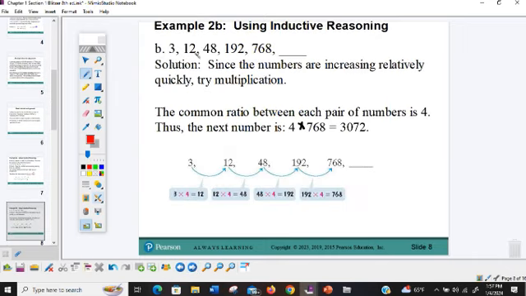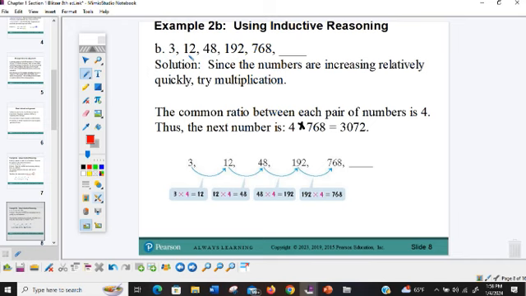This one has 3, 12, 48, 192, 768. Now we're going to use inductive reasoning. We're going to see specific examples and we're going to make a general conclusion. These are going up really fast. If they're going up really fast, you're probably multiplying by the same number. If they're going down really fast, you're dividing by the same number, which is the same as multiplying by a fraction. So in this one, I don't think they're adding the same thing. Let's look at it.